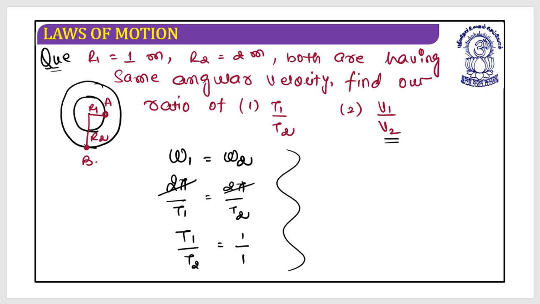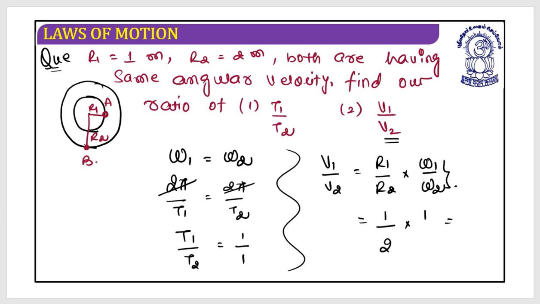Now let's work on v1 is to v2. So v1 is to v2 is equal to r1 by r2 multiplied by omega 1 divided by omega 2. R1 is 1, R2 is 2, multiplied by omega 1 divided by omega 2, which is 1 is to 1. So this is equal to 1 by 2. This is the velocity ratio, v1 by v2. And the time period, the time required to complete one circle, would be the same. I hope this is clear. Is it clear? Are you sure? Great.